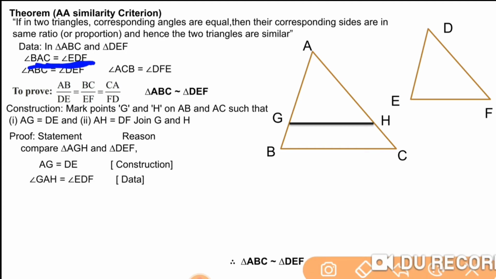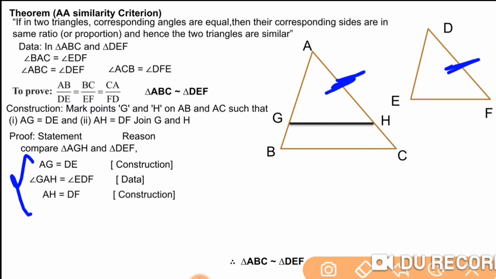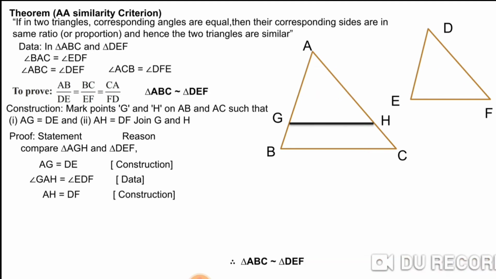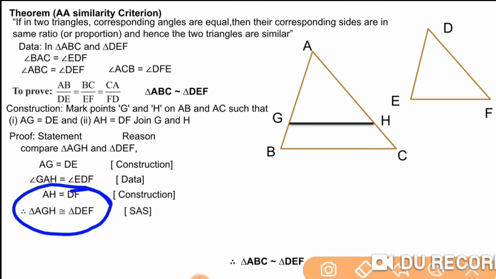Since we know that the corresponding angles are all equal, therefore angle A is equal to angle D because of the data. Then AH is equal to DF. Where is AH? This and this. So what we are getting from these three points is that AG is equal to DE, AH is equal to DF, and this angle is equal to this angle because of the data. Therefore, based on the SAS criteria, I have proved that the two triangles become congruent.